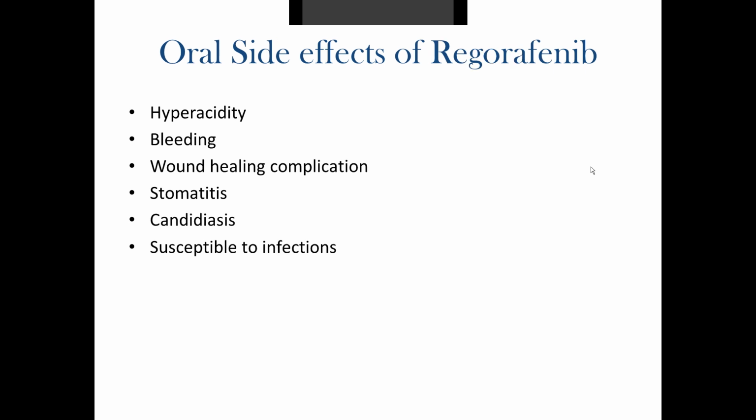Now let's look into the oral side effects of Regorafenib. The common ones are hyperacidity, that's an increase in acid reflux, bleeding, which is already mentioned in Sunitinib, wound healing complications, which is again there in Sunitinib, stomatitis, mucositis, which is common for all the three, and candidiasis, again common for all the three, commonly seen in patients with decreased immunity and diabetic patients. Regorafenib patients are more prone to infection from any wound or any pre-existing dental disease in the mouth. They are more prone to develop infection in that particular area.